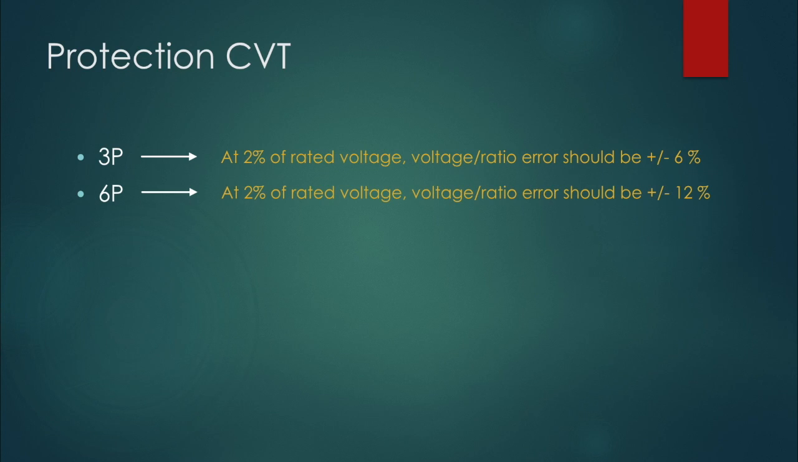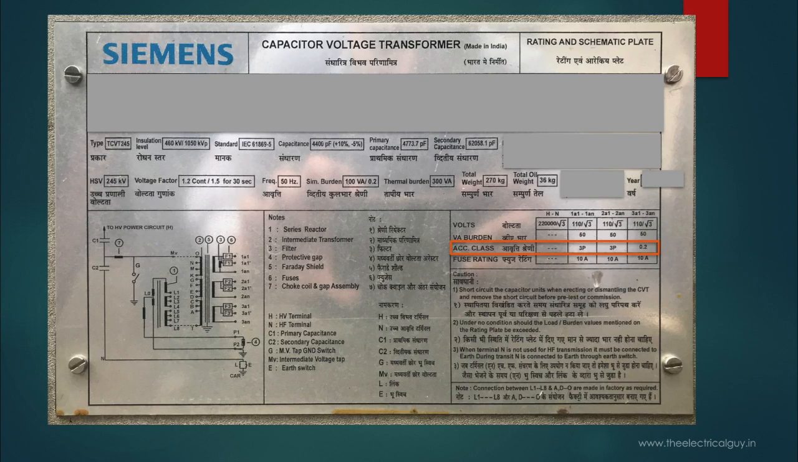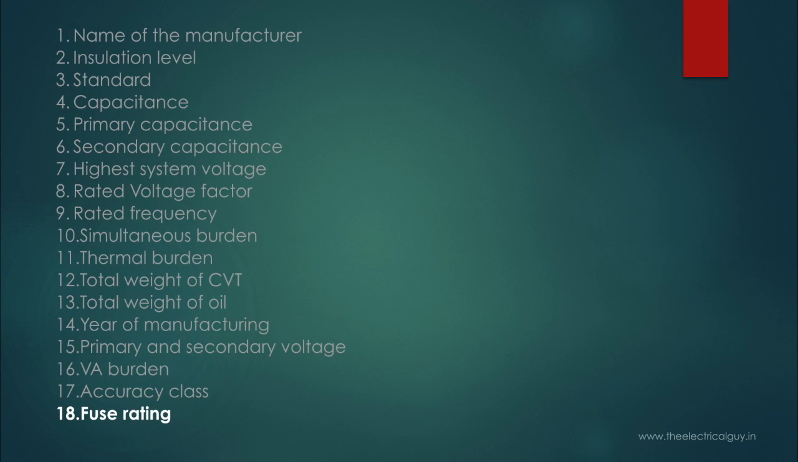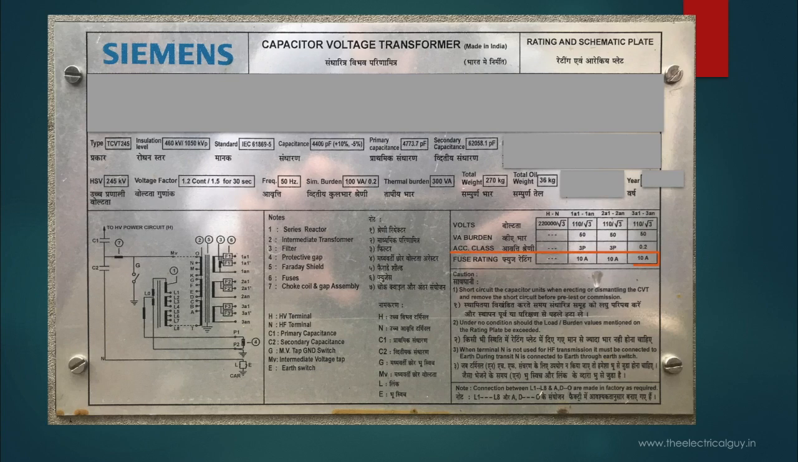So as you can see on the nameplate, out of 3, 2 windings are used for protection purpose with accuracy class of 3P and 1 winding is used for metering purpose with accuracy class of 0.2. Next is fuse rating. On the secondary winding, fuses are provided for protection purpose, which you can see here. F1, F2 and F3 indicate the different fuses used for 3 windings. And the rating of the fuse is 10 ampere. Instead of fuse, one can also use MCB.